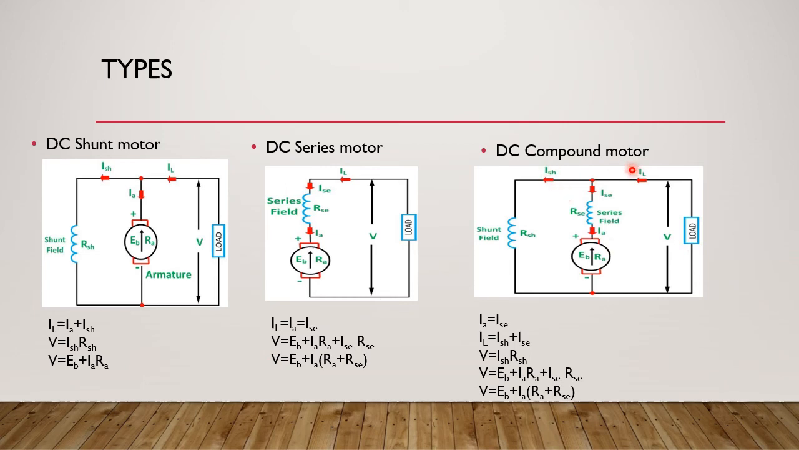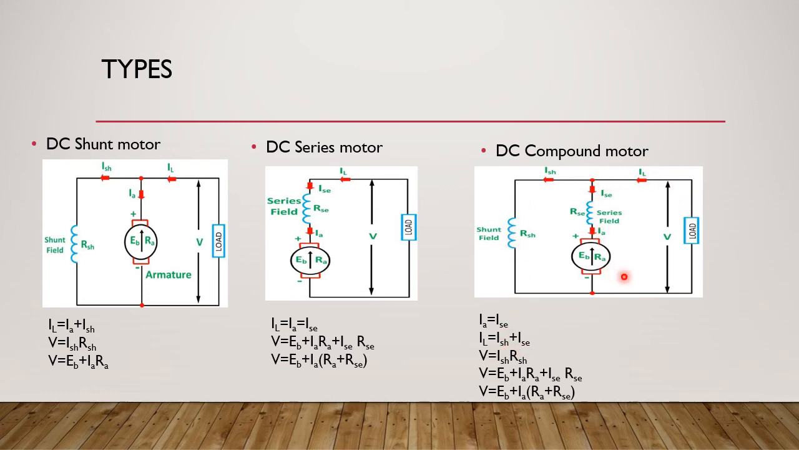In the DC compound motor, here also you see the current is flowing inwards, the current input to the armature. So Isc, the series field winding current, is equal to the armature current Ia. Now apply Kirchhoff's current law at this node. The incoming current is IL, the outgoing current is Ish plus Isc. So IL is equal to Ish plus Isc. And now the voltage: V is in parallel with the shunt field winding, so V is equal to Ish Rsh.